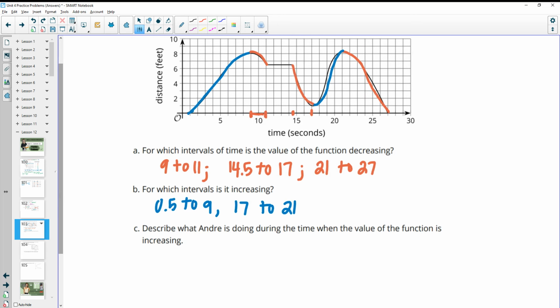Then it says, describe what Andre is doing during the time when the value of the function is increasing. And remember that this problem was about how far away he is from his bike. So if the graph is increasing as time goes, that means the distance from his bike is getting greater. So this means that Andre is walking away from his bike, or increasing the distance between him and his bike.